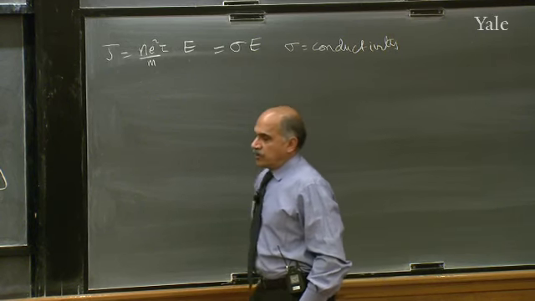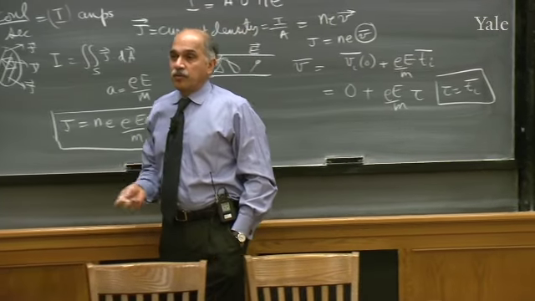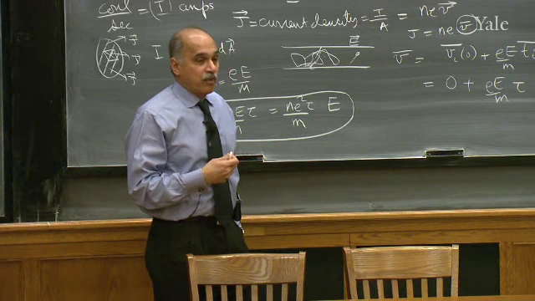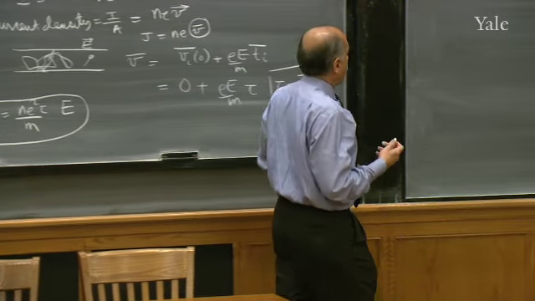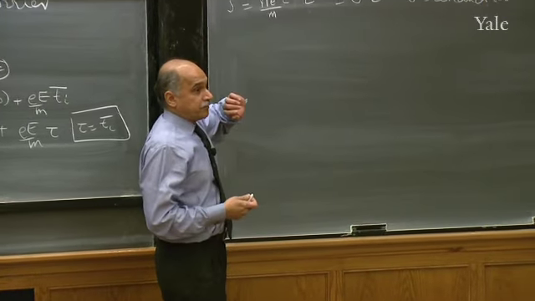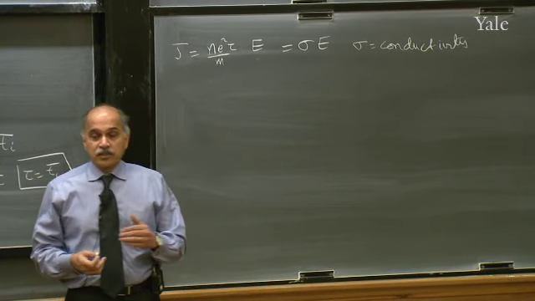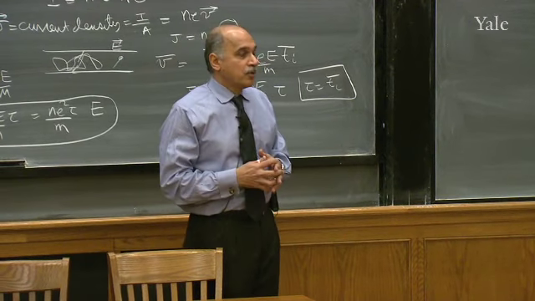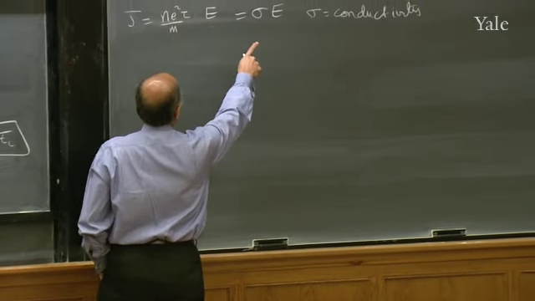You notice that this argument doesn't care what material it is. It could be copper, it could be aluminum, it could be some alloy. For all of them, the answer depends on N e squared tau over m. What depends on the actual carrier? Well, the mass is just the mass of the electron. Tau is what varies from problem to problem. Some materials have very large tau, some materials have very small tau. That's what decides how good or bad a conductor it is. So this is the formula.